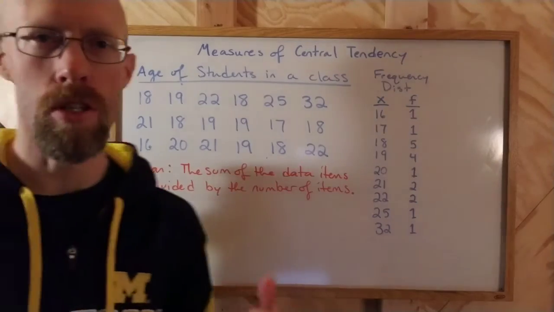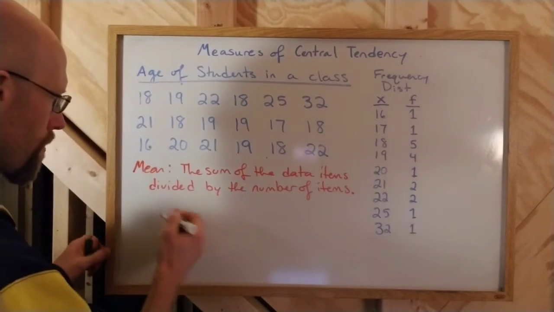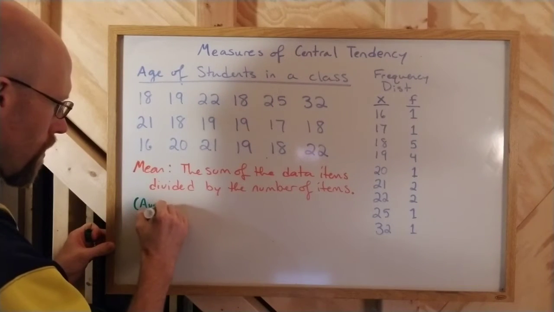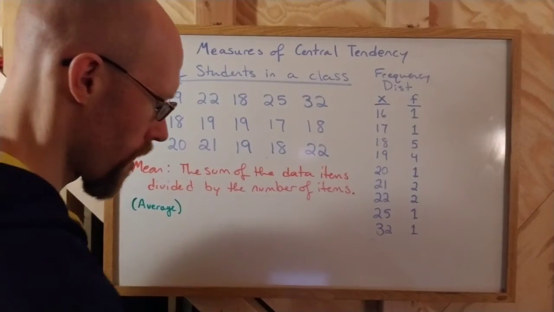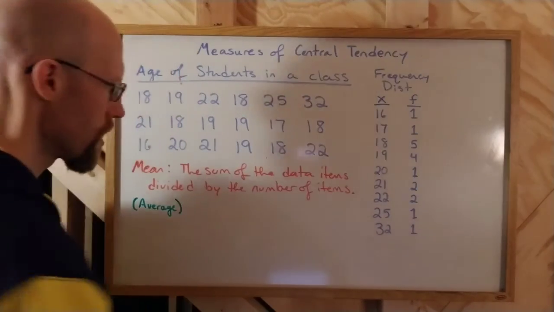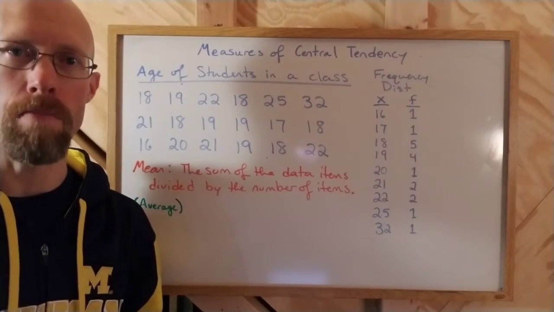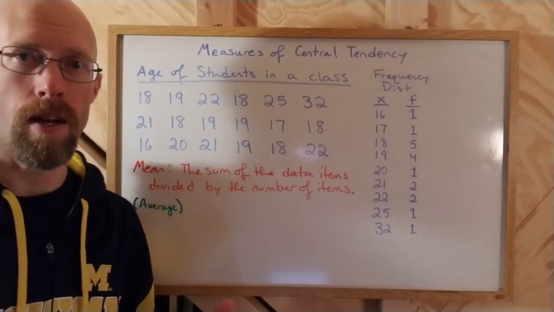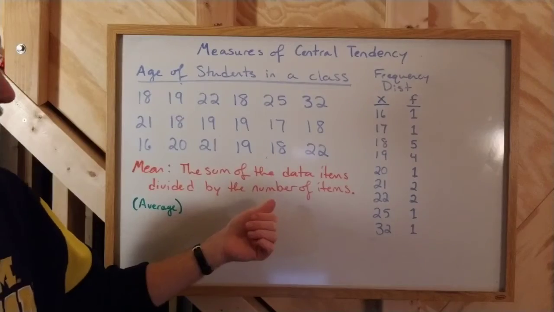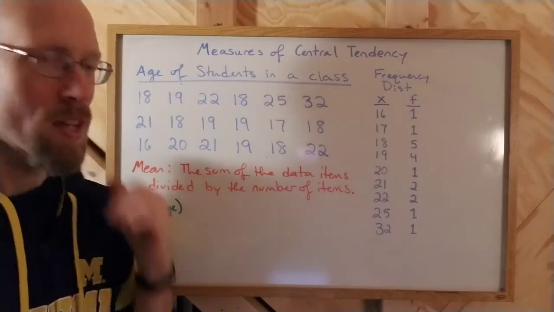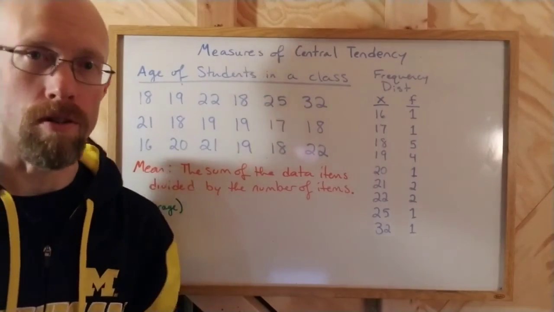And the mean really is just an average. It's also called an average. You could think of it that way. I'm sure many of you have calculated averages before, or means. You basically sum up all the values and divide by the total number of values that are listed. So here, the sum of the data divided by the number of items. So when we do this, we just add up all the numbers.